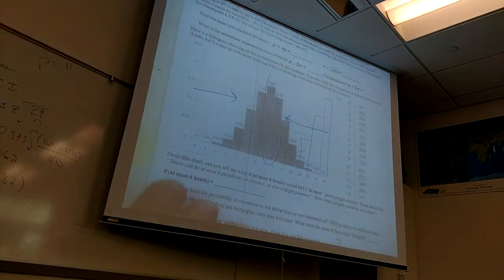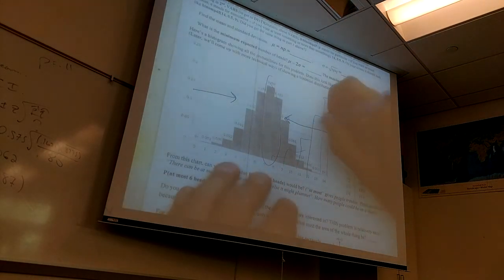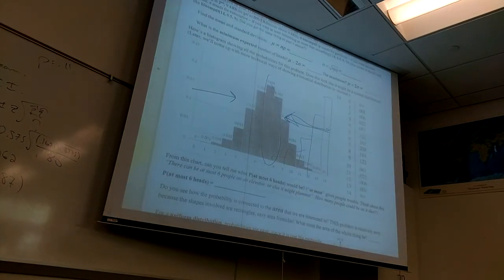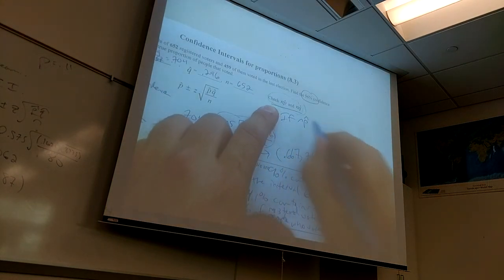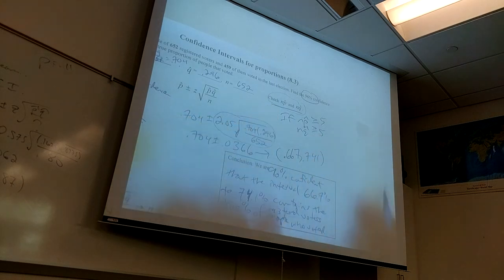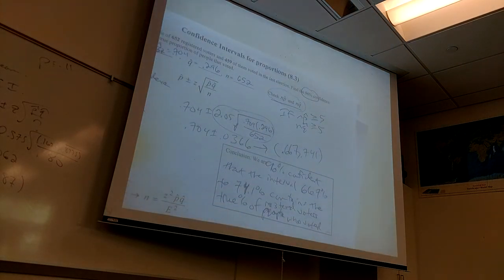So NP hat is the one that brings it out from here, because that's the actual mean. That's the average number of successes. NQ hat is the one that brings it out from there. So if NP hat and NQ hat are at least 5, then that means it's far enough away from the wall so that it has room to go up and come back down and look normal enough.